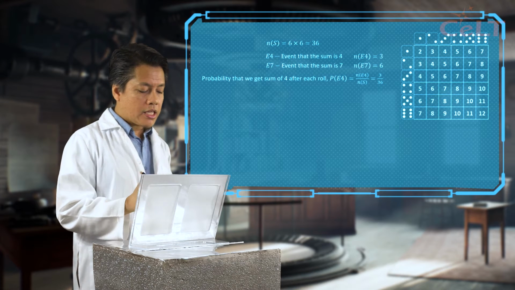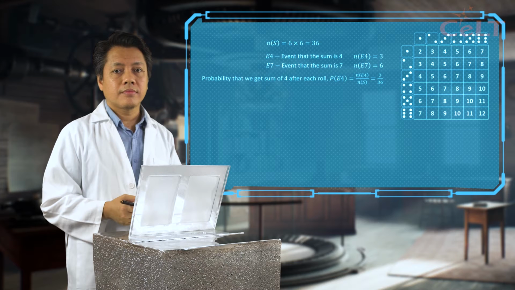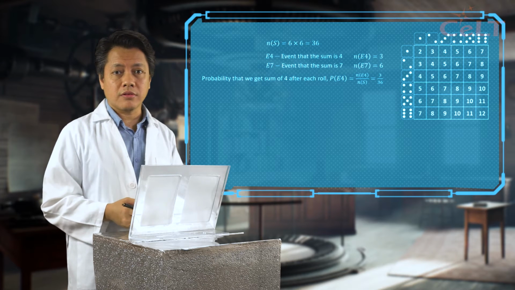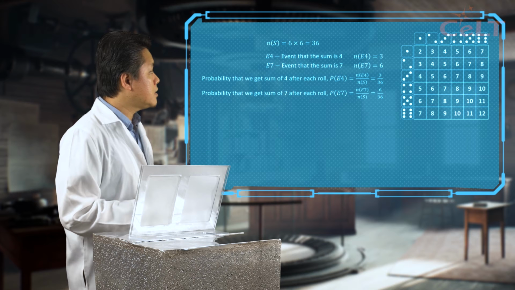We can now calculate the probability that a sum of 4 appears after each roll of the dice, and that is equal to n(E4) divided by n(S), which is 3 over 36. Not complicated. And the probability of getting a sum of 7 is 6 over 36. From here, we can figure out that getting a sum of 7 is twice as likely as getting a 4.